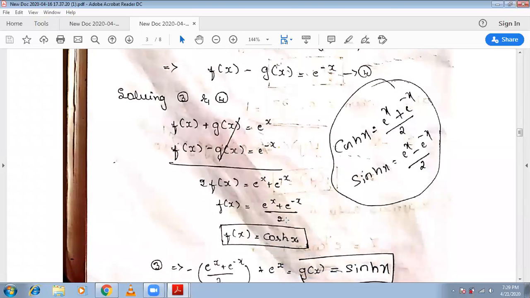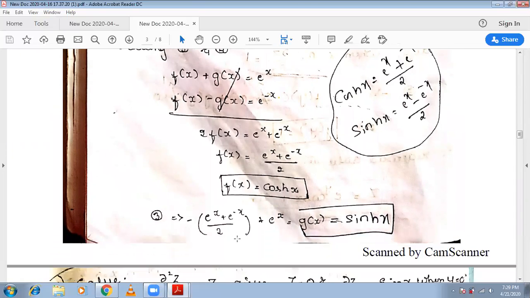So in place of this term, we can write cos hyperbolic x. Put f of x value in equation 3 or 4, we get g of x is equal to (e power x minus e power minus x) divided by 2, nothing but sin hyperbolic x. Substitute f of x value and g of x value in equation 1. That is the required solution for the partial differential equation. This is the second problem.